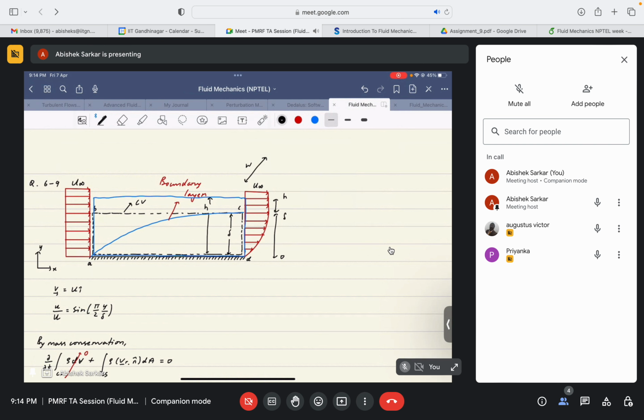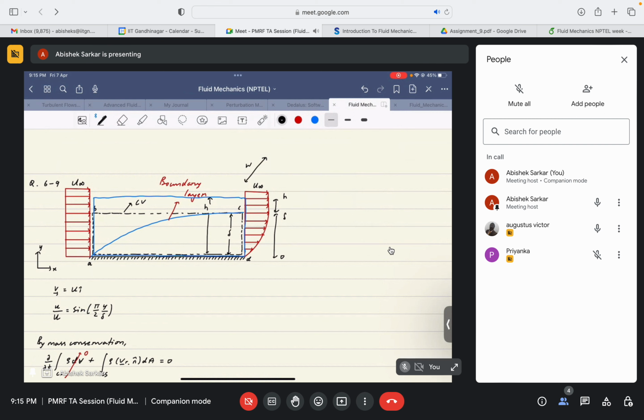Yes, sir. Augustus, I guess you have also chosen the same approximation, because by that only you have evaluated the mass flow rate at AB, right? You need to know the height h, and that will be equal to delta. Yes, sir. Now I guess you see why it is very important to choose the right control volume to simplify our problem, right? Yes, sir.